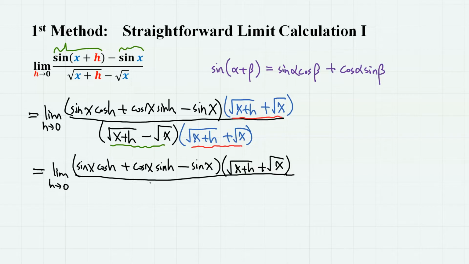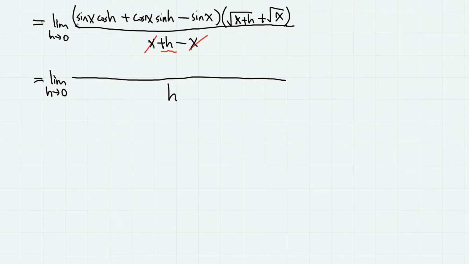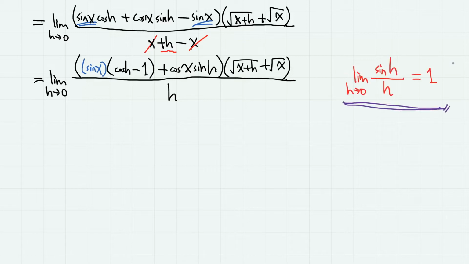So here the denominator simply becomes x plus h minus x, which is simply h. And in the numerator, we have sine x here and sine x here. So if we group those terms with sine x, we have sine x times (cosine h minus 1) and cosine x sine h. Here we are going to use this famous and very important limit of trigonometric function: limit of sine h over h when h approaches 0 is 1. Hence we must change the given expression so that this term appears. And we can do that by splitting the given fraction.